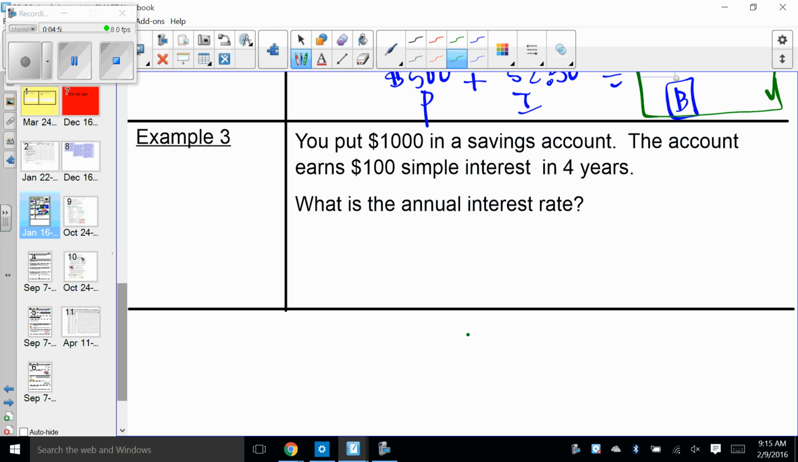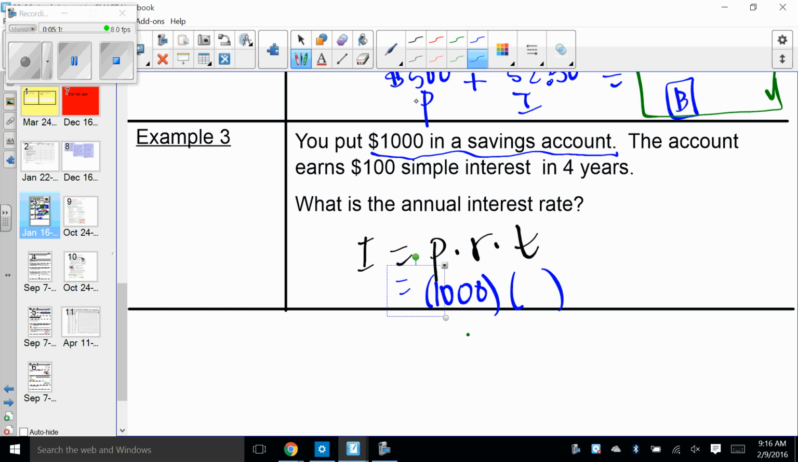So example 3. Before we even read the example, let's write down our formula. Principal times rate times time. That's the interest that we get. So it's either a good thing or a bad thing. If we're borrowing the money, it's a bad thing. If it's our bank account, it's a good thing. So you have $1,000 in your savings account. That would be the principal, how much money you start with.